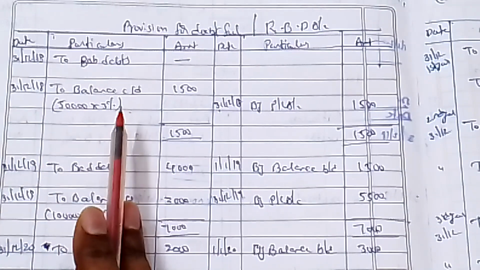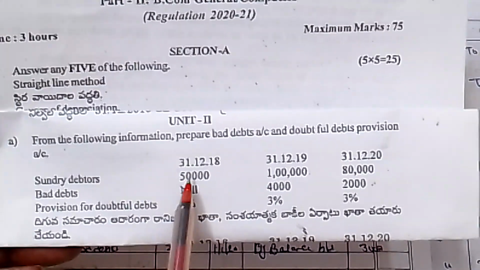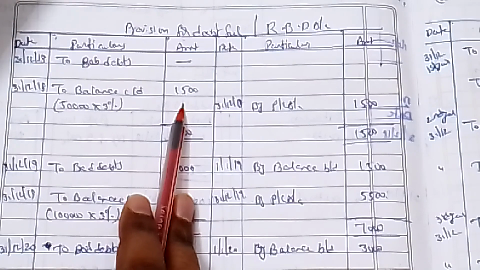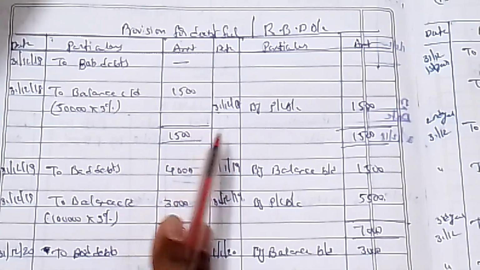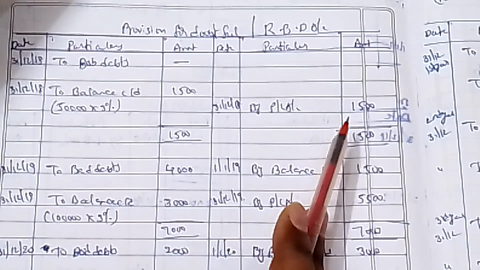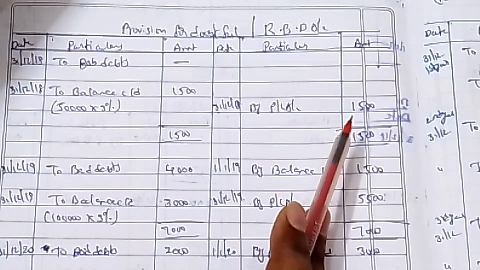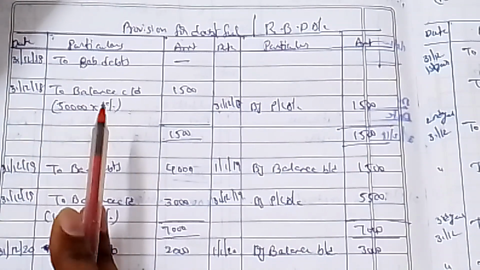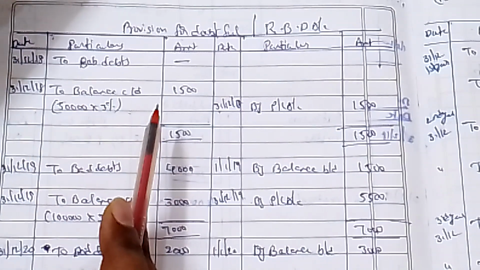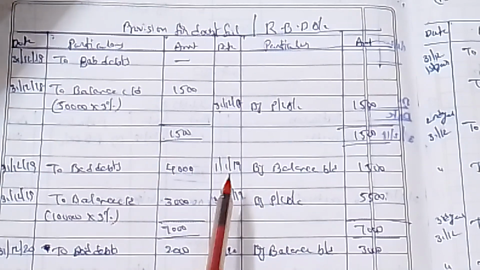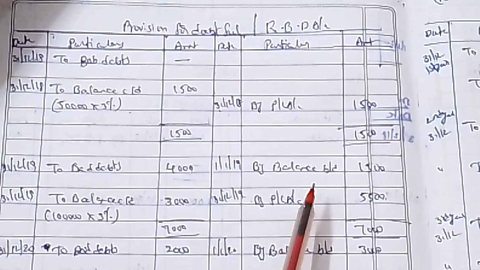So the debtors closing balance is 50,000. 50,000 at 3% means 1,500 to balance carried on. The total difference amount is transferred by P&L account 1,500. Okay, so second year, the 31st December 2018 balance carried on amount will become the opening balance of 2019, 1-1-2019 by balance brought down 1,500.